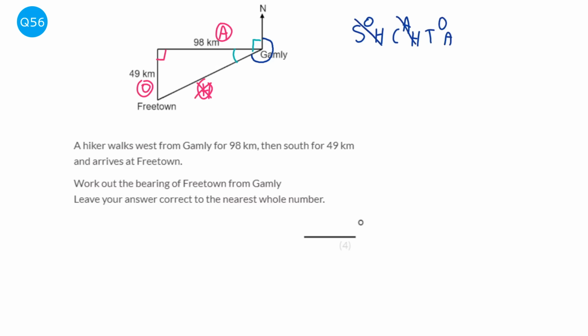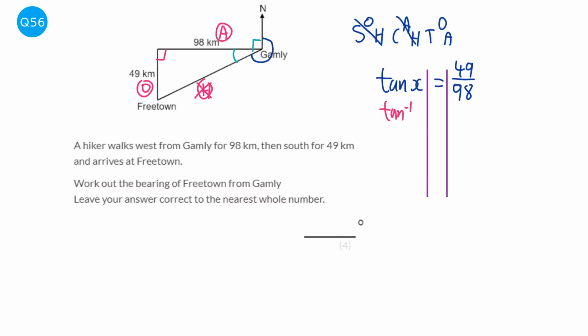And the only one that doesn't have the hypotenuse is TOA. And so we're doing tan x equals the opposite, which is 49 over 98. Get our lines in. And we're going to do the inverse tan to both sides. So we get x equals, and we do inverse tan, which is 26.565, blah, blah, blah.